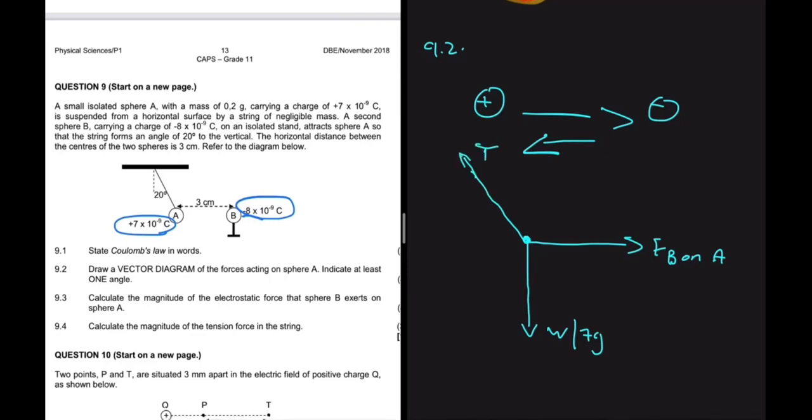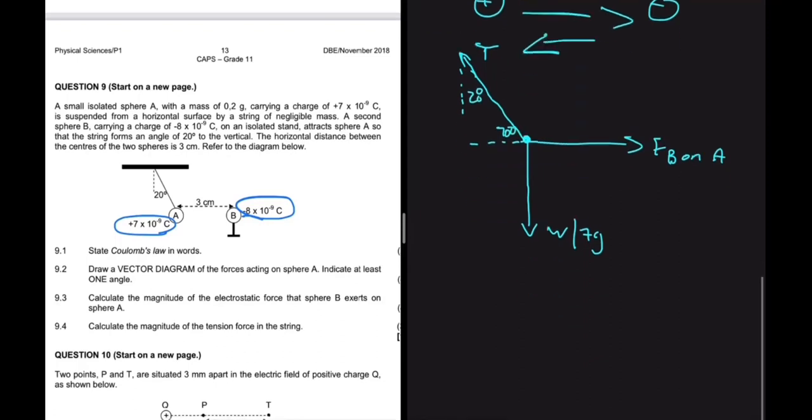And then they say we should include at least one angle. So you can just include the angle that is already there, which is 20 degrees, or you can put an angle here which is 70 degrees. And then now we have a vector diagram for sphere A, and we can go ahead and do 9.3.